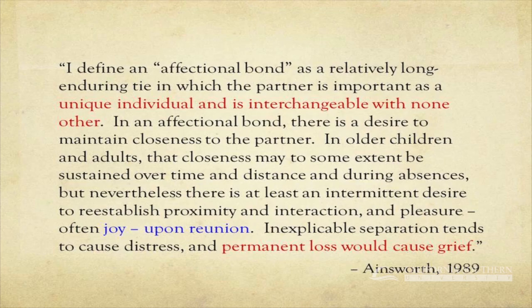So Mary Ainsworth, one of the leading figures in attachment research, defines the attachment system. "I define an affectional bond as a relatively long-enduring tie in which the partner is important as a unique individual and is interchangeable with none other. In an affectional bond, there's a desire to maintain closeness to the partner. In older children and adults, that closeness may to some extent be sustained over time and distance and during absences, but nevertheless, there's at least an intermediate desire to reestablish proximity and interaction, and pleasure, often joy upon reunion. Inexplicable separation tends to cause distress, and permanent loss would cause grief."